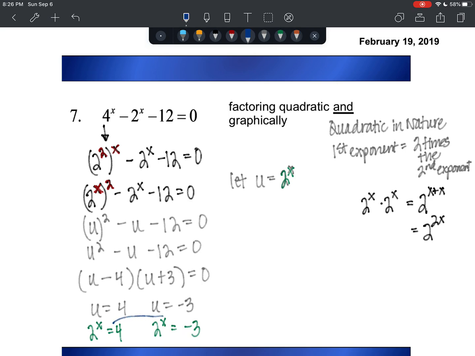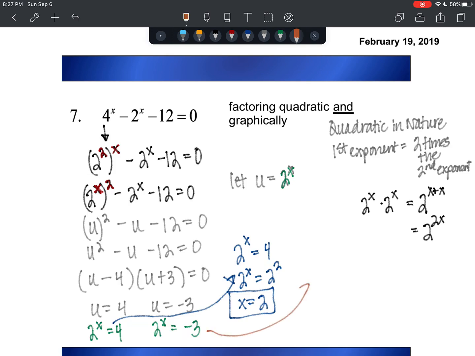First one is easy, right? 2 to what power is 4? Well, 2 to the x is 2 squared. That means x equals 2. You probably did that without even doing that middle step, which is good. So x equals 2. That's one of our solutions.